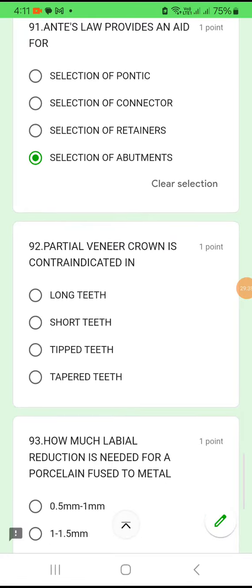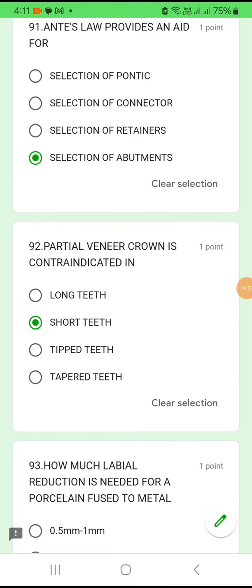Question number 92. Partial veneer crown is contraindicated in which condition? For having a partial veneer crown, the crown must be long. So it is contraindicated if you have a very short tooth. So option B is the answer.